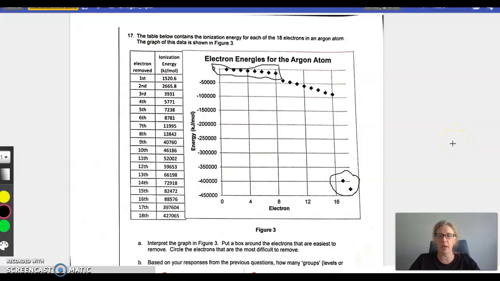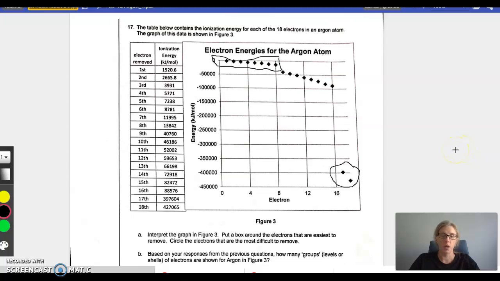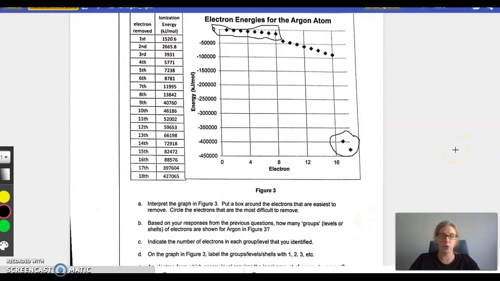Based on our responses, we want to talk about how many groups or levels or shells we think argon has. We have the first 8, then the second 8, and then the last 2. So that would be 3 groups, which represents the 3 shells in an atom of argon. We can see a group with 8 electrons, another group with 8 electrons, and a third group with 2 electrons.